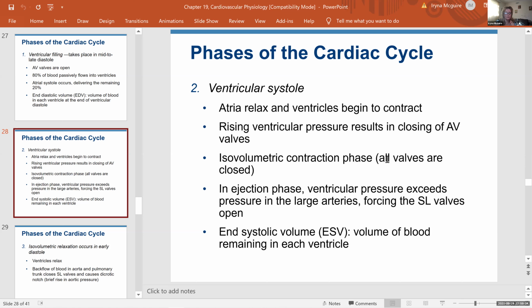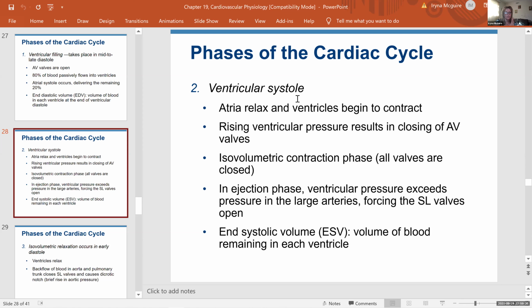And this is where we can hear the first heart sound, because the AV valve closes, not the beat. Remember, a beat has 2 sounds. So that's our lub, right? And then isovolumetric contraction, all valves are closed. Ejection phase: ventricular pressure exceeds pressure in the large arteries, forcing the SL valve open.